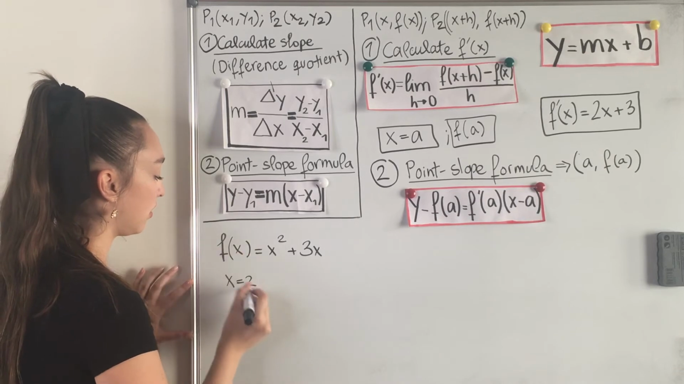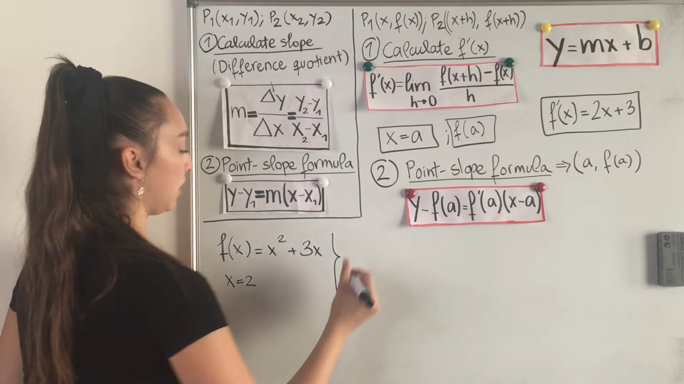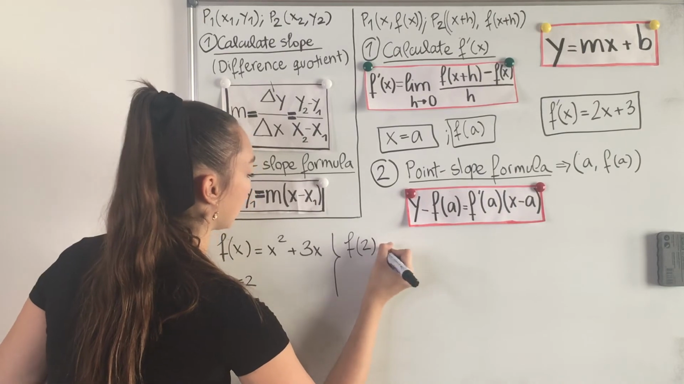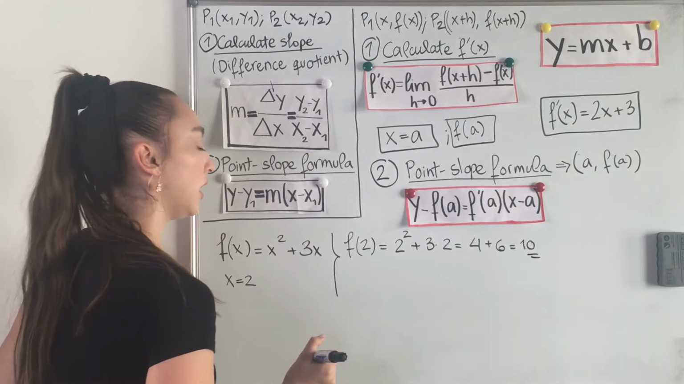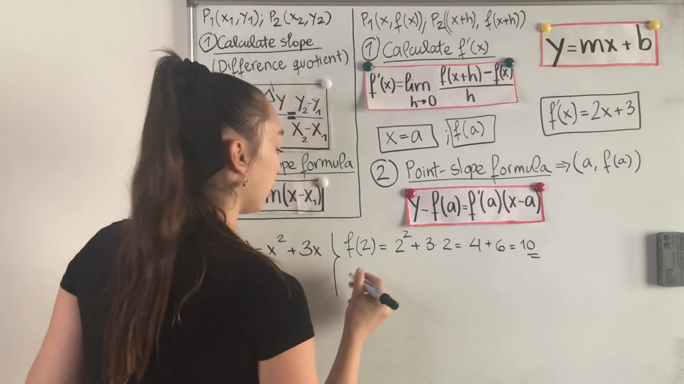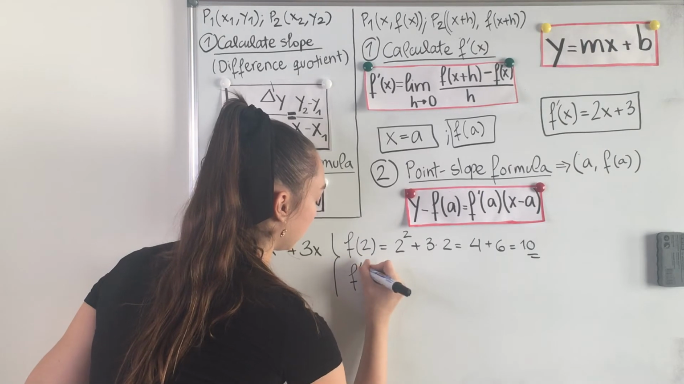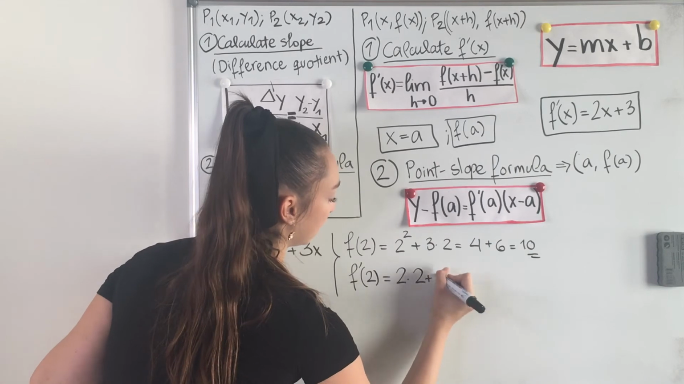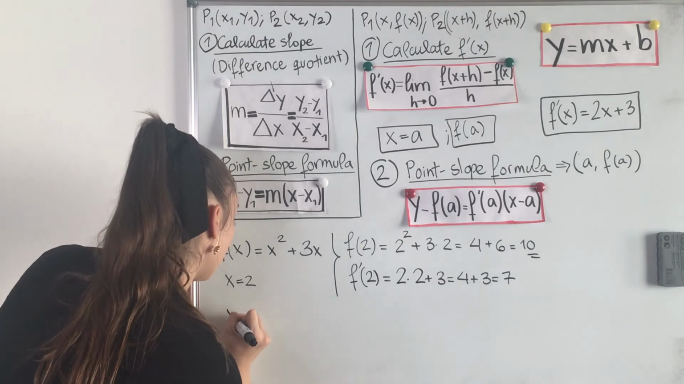First we need to calculate the value of our function when x is 2. So we're just going to substitute. So that's 10. Then we have to calculate the value of our derivative when x is 2. So the slope of the tangent line when x is 2. And then we're just going to substitute in here. And that's it. We're just going to substitute in this equation.